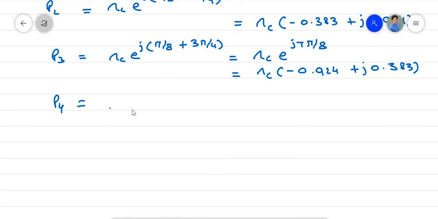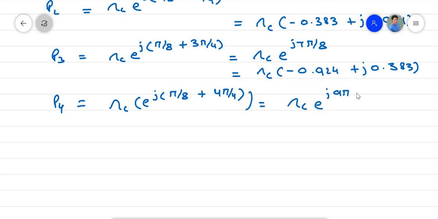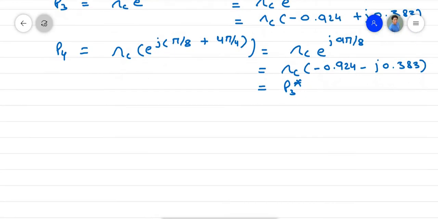Then we will find out the value of P4. P4 will be equal to omega c exponential j (pi by 8 plus 4 pi by 4), which is omega c exponential j 9 pi by 8. If we solve this exponential term, it will give omega c times minus 0.924 minus j 0.383. If we compare P3 and P4, we find P4 is nothing but a conjugate of P3. So now we are obtaining some kind of relation between the poles.